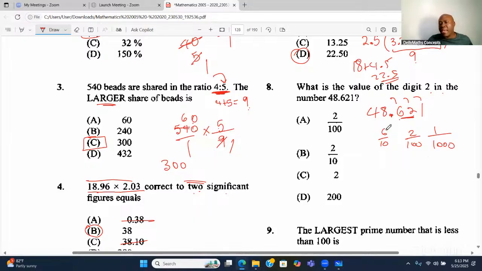So what we're looking at, they're asking you about 2. It's 2 over 100. The answer is A. You have to pay attention to the details of what's going on right here.